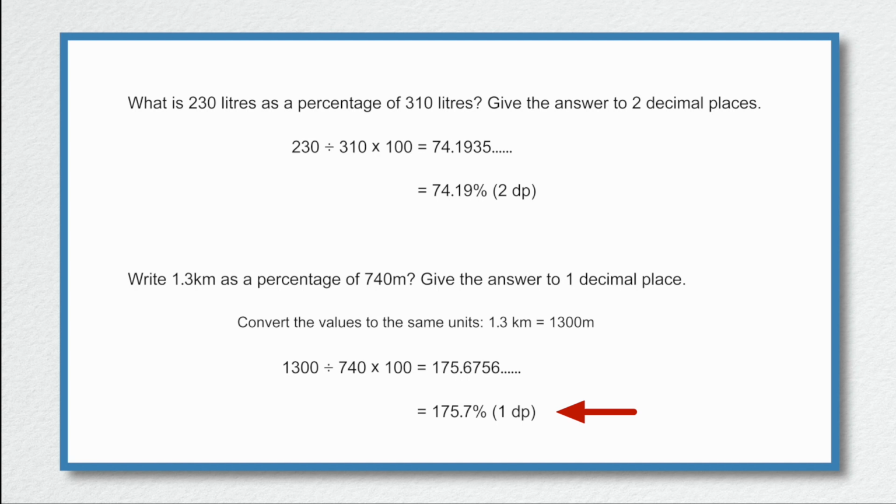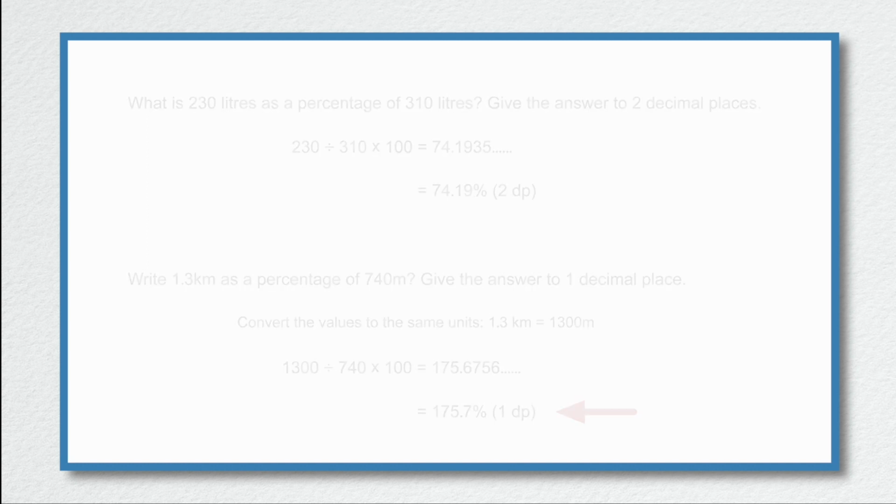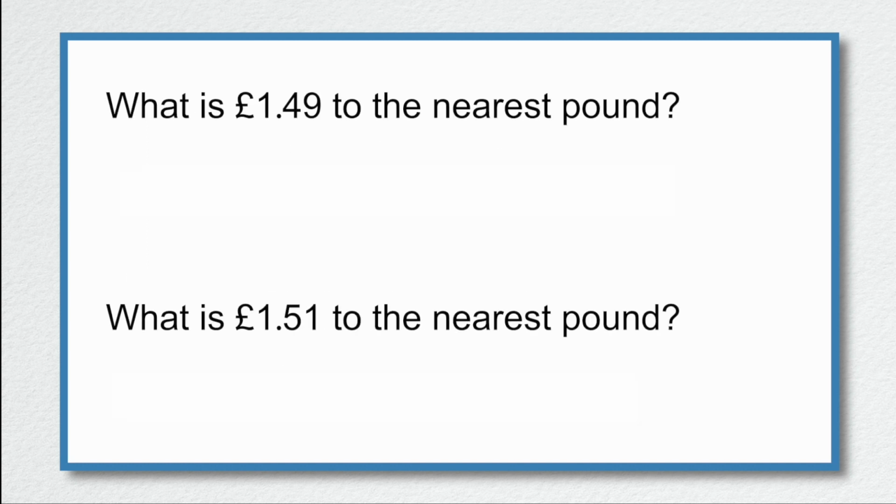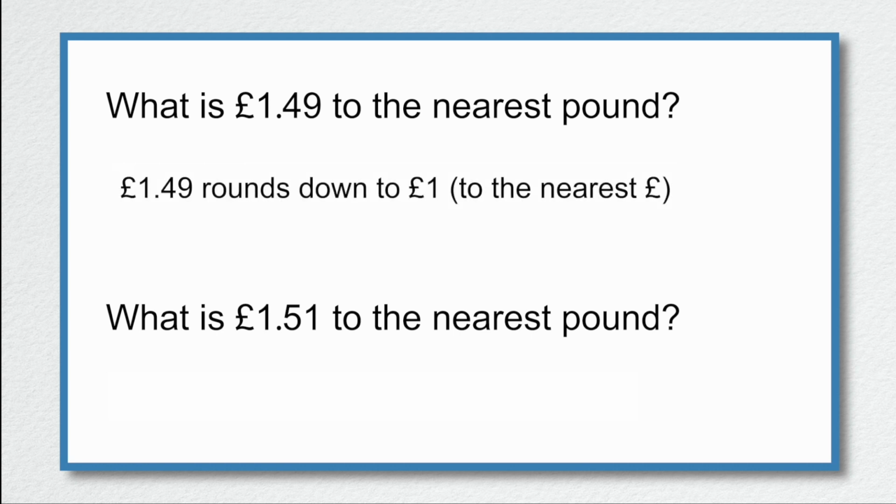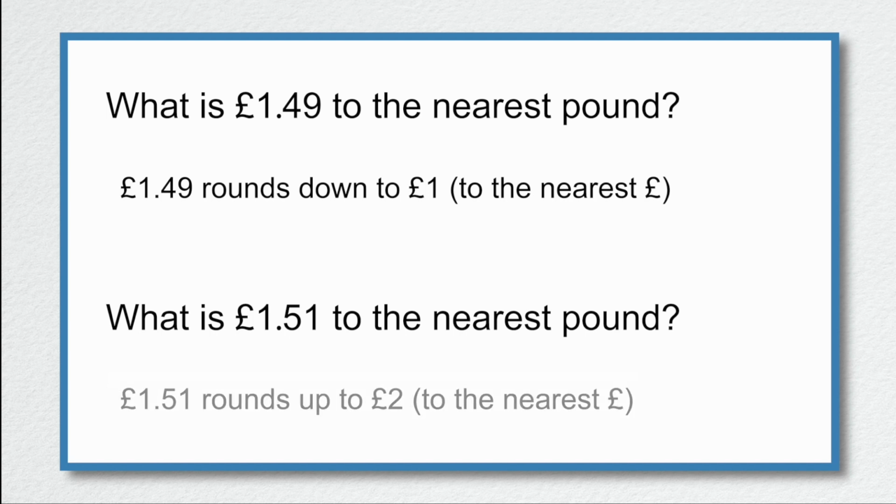So we're going to begin by looking at money as a way of helping us to understand this. So let's look at a couple of questions. What is £1.49 to the nearest pound? And what is £1.51 to the nearest pound? So for the first question, the answer would be £1. And for the second question, the answer would be £2. Well, why is this?